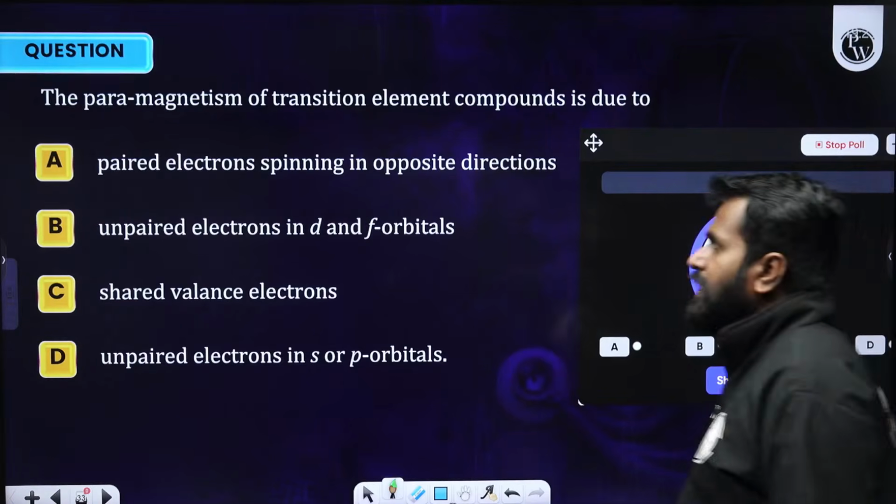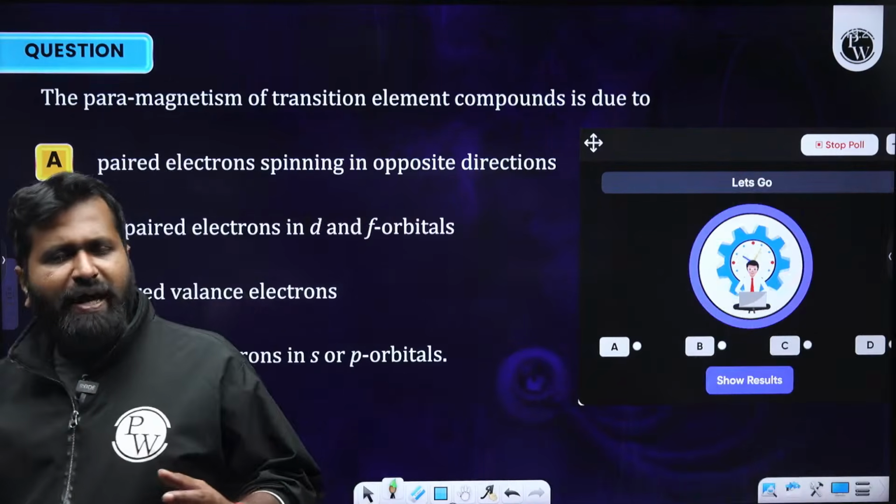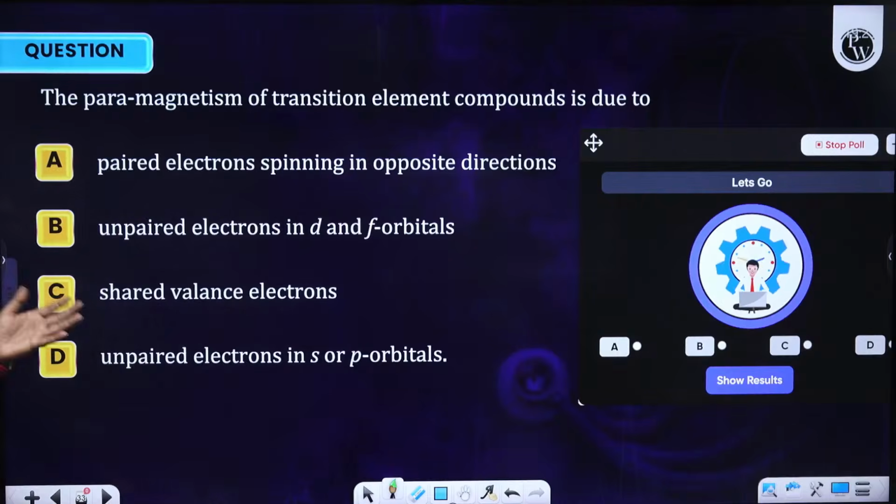Next question. The paramagnetism of transition element compound is due to. Yes, paramagnetism. Paramagnetic behavior is attributed to what, my dear students? Paired electrons spinning in opposite direction, unpaired electrons in D and F orbital, shared valence electron, unpaired electrons in S or P orbital. What will be the correct answer?